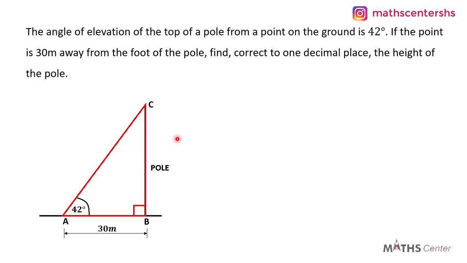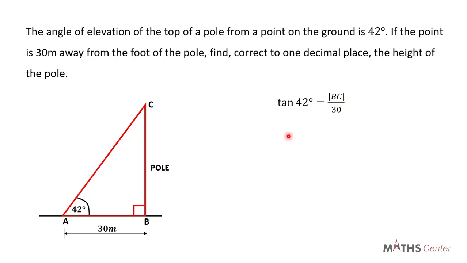We are going to use the trig ratio tan, because tan 42 degrees will be equal to the opposite side, which is the length of the side BC, divided by the adjacent side, which is the length of the side AB, which was given to us as 30 meters. So tan 42 degrees is equal to the length of BC divided by 30 meters. We now solve this equation for the length of the side BC.